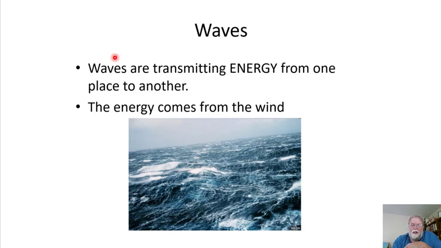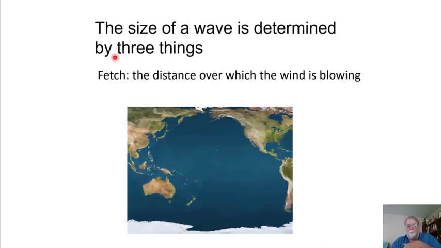But like we talked about with Galileo, heavier things should always fall faster. Yeah, they should, but they don't. So let's think a little bit about why larger bodies of water seem to be producing larger waves. And it has to do with fetch.